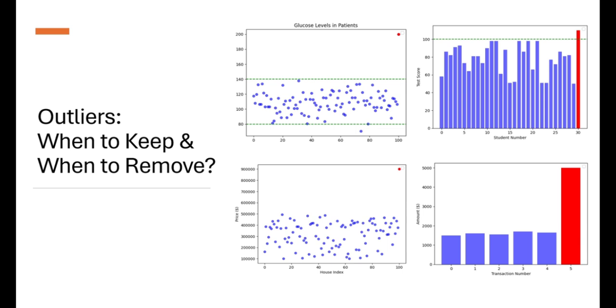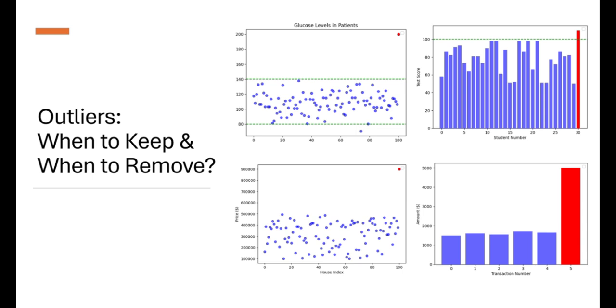Now in this figure, the maximum marks are 100 and this student has more than 100. So this is a typo error. This outlier should be removed. Similarly, this outlier is also a typo error. This is extremely higher than the others.